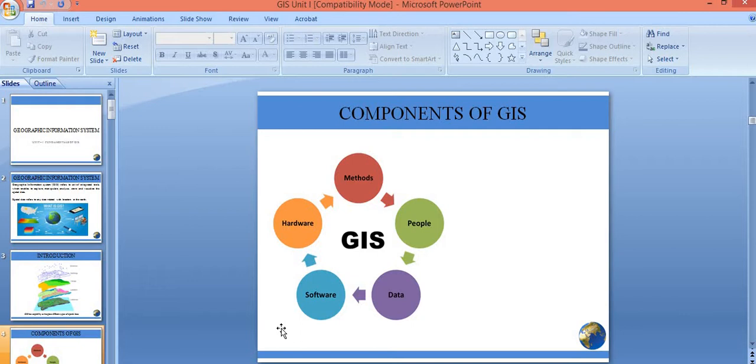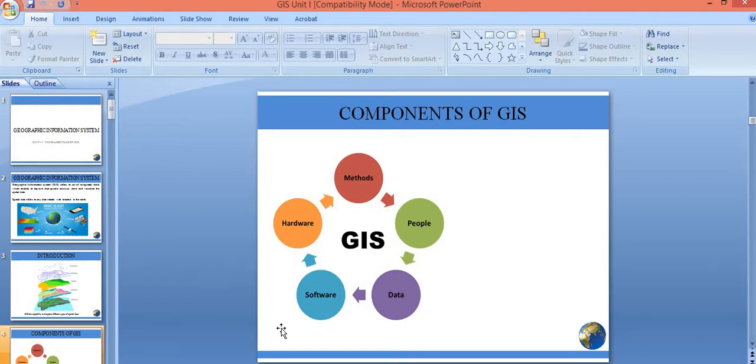And the last component is people. People's role is also very important in GIS because they will be assisting in all the roles of a GIS, let it be capturing the spatial data, or doing analysis, or interpreting some information. So, people's role is also very important. So, these are the 5 components in a Geographic Information System.